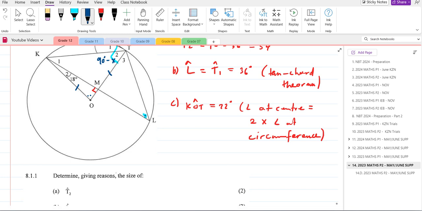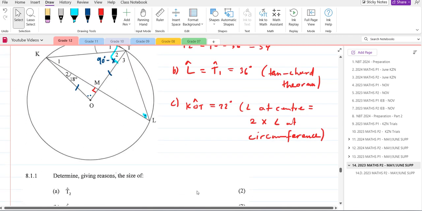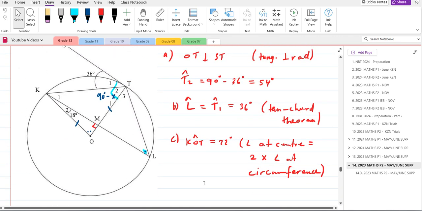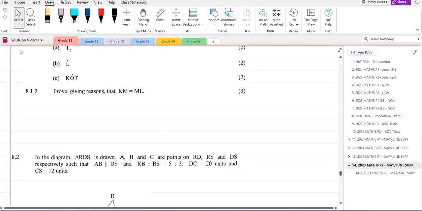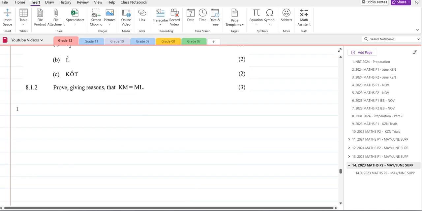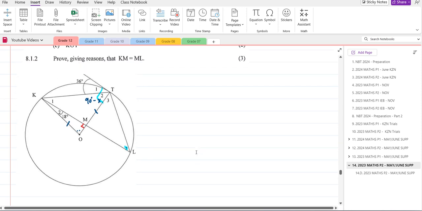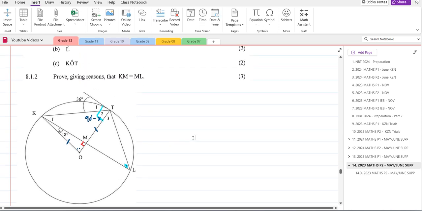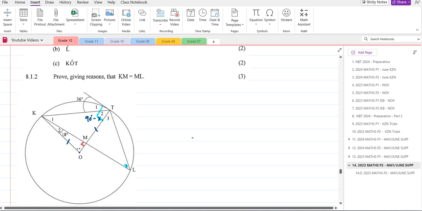Right, so this is the second part I'm doing. Angle OMK, 8.1.2. Let's bring this diagram down. Right, because I need to explain it to you. Right, so that's much better. Right, so let's do this. Now remember, we want to prove that KM equals ML.